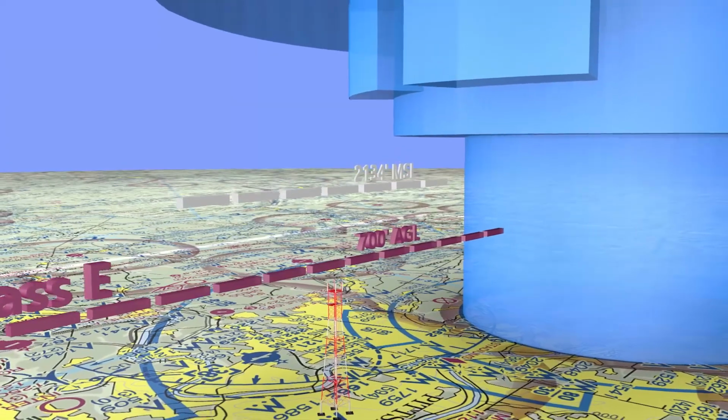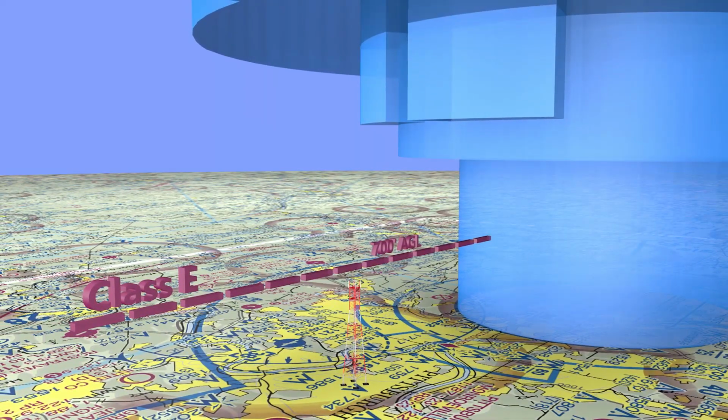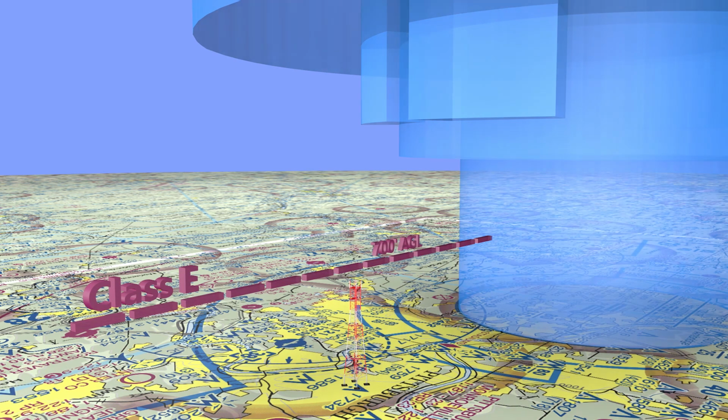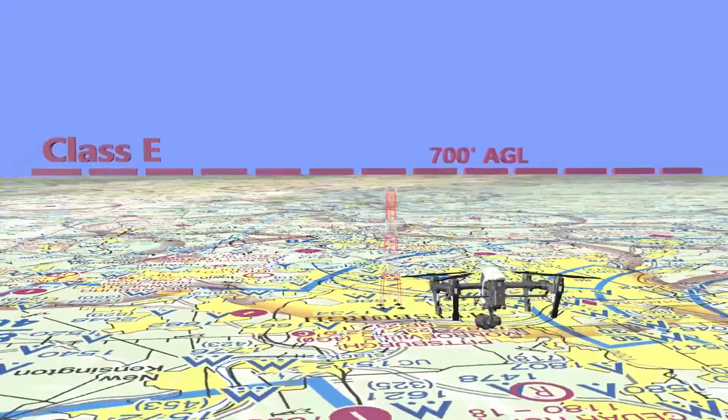The Class Bravo starts overhead at 4,000 feet MSL, so your unmanned aircraft will be well below that. The Class B isn't a factor for your flight. The tower is also clear of the Allegheny Class Delta airspace, so that's also not a problem. The final thing to consider is the Class E starting at 700 feet, indicated by the shaded magenta outlines.